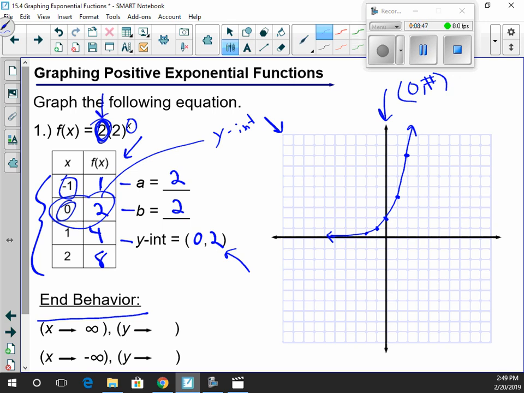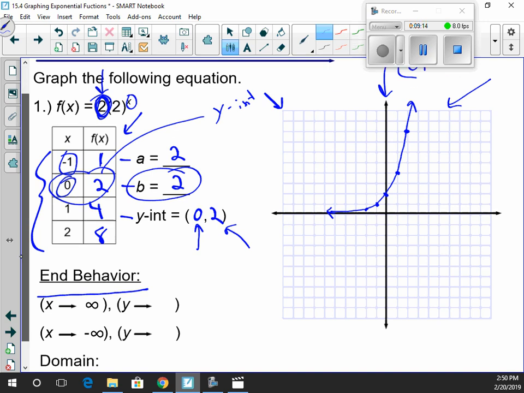So without even looking at the table, you should have been able to notice that my y-intercept is going to have an x value of 0, because my x value is always 0 for a y-intercept, and my a value is 2, so it substitutes in for y. Again, my b value here, my common multiplier, or constant multiplier, or constant ratio is always 2 for this one. And the table is as follows. The graph looks like this.